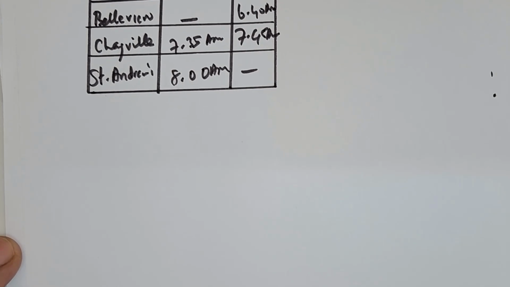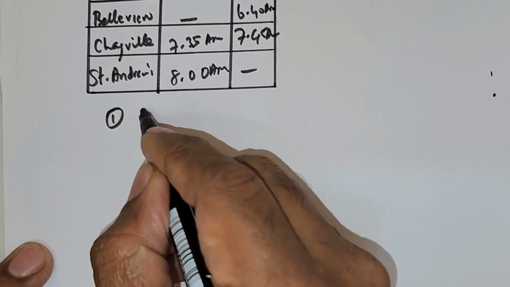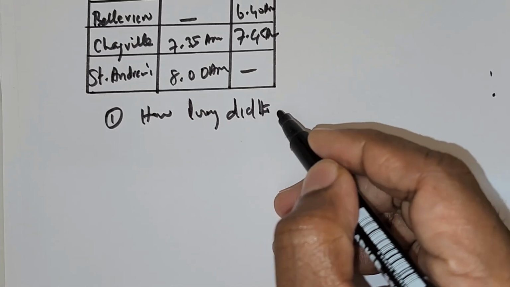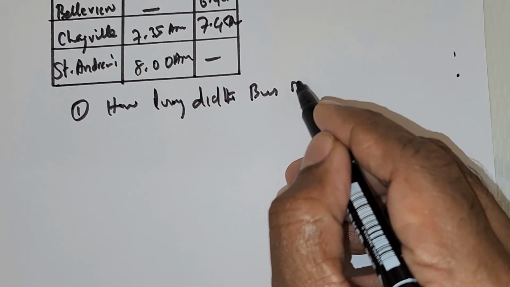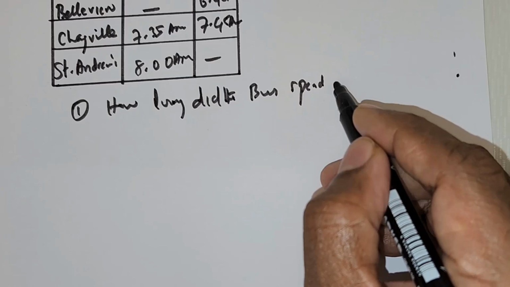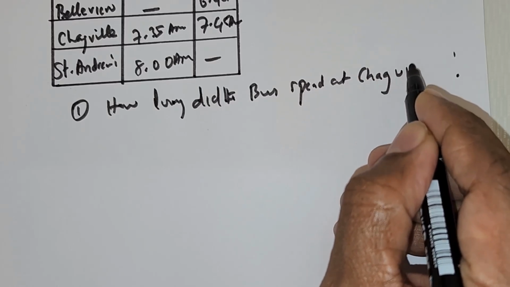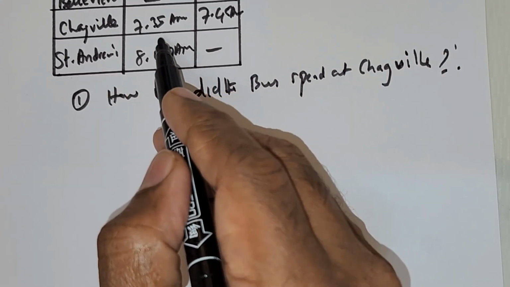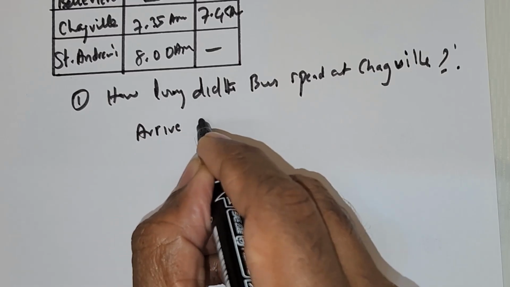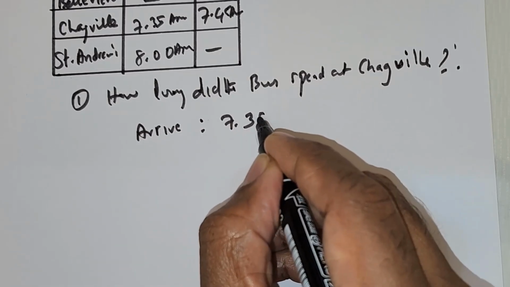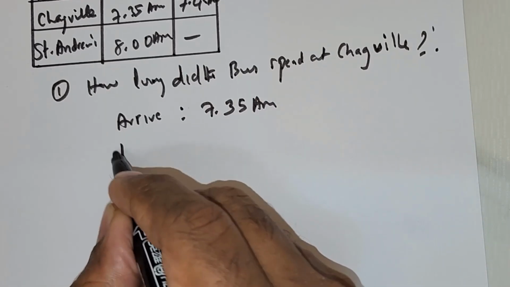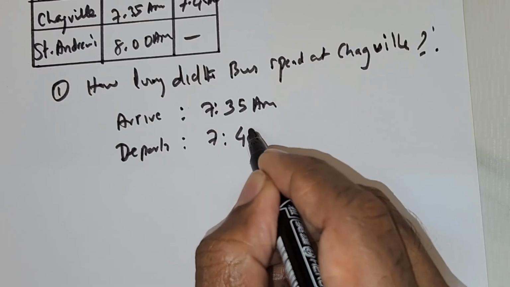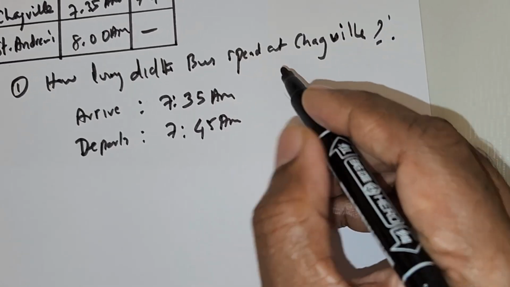Now these are the questions you have to answer. First question: how long did the bus spend at Chagville? You have to get that. Now it arrives at 7:35 a.m. and then departs at 7:45 a.m. So what you got to do?